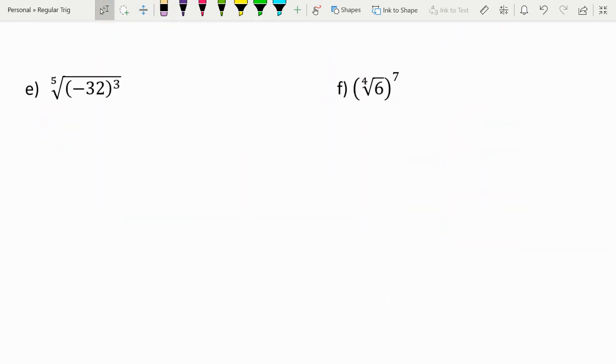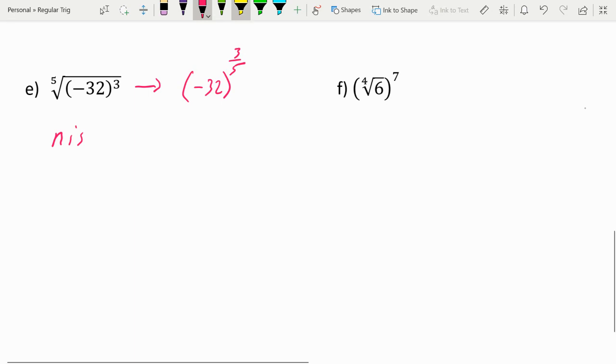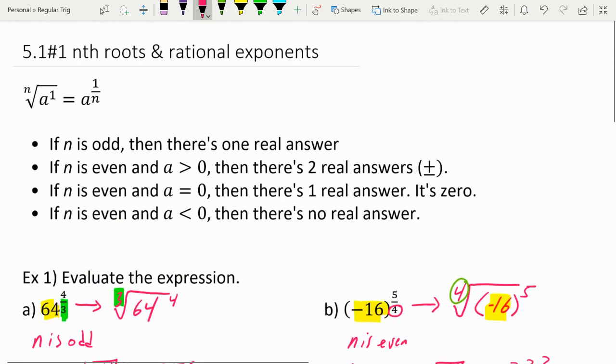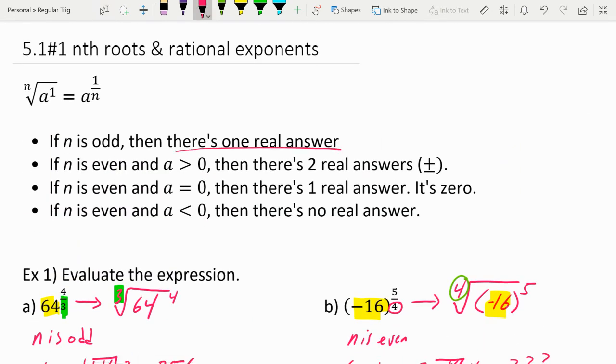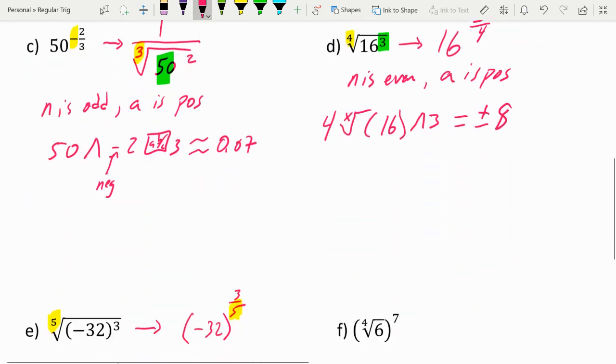All right, so E. Let's rewrite this one. We have a negative 32 base raised to the 3/5. Okay? N is odd. N is odd. Well, what do we remember about N being odd? There's going to be one answer. All right, so we're just going to have one answer.